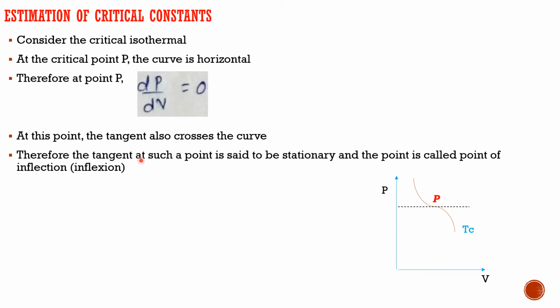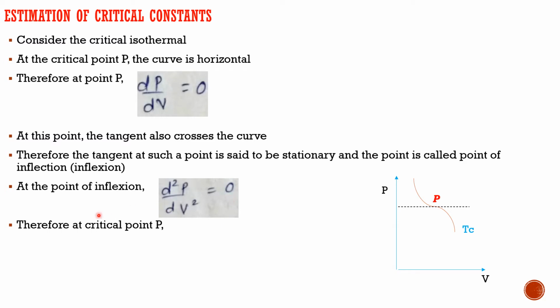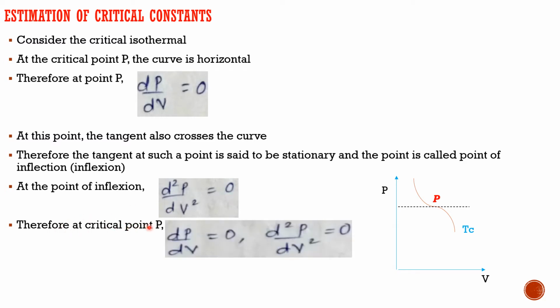Therefore, the tangent at such a point is said to be stationary and the point is called the point of inflection. At the point of inflection, d square P by dV square is also 0. Therefore, at the critical point P, dP by dV is 0 and d square P by dV square is also 0.